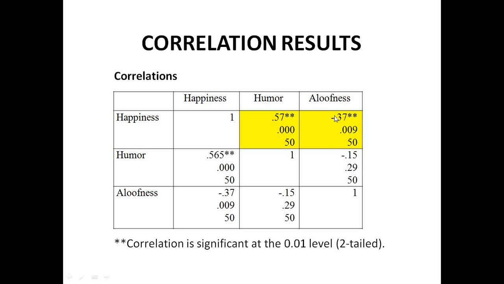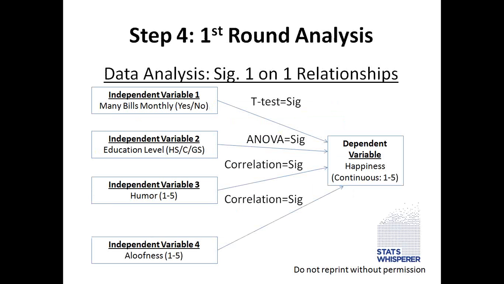And then for aloofness, we see that there's also a significant correlation, right? 0.009, less than 0.05, and our 2 asterisks. But there's a negative sign here, meaning a negative relationship. So as happiness goes up, aloofness goes down at a statistically significant level. So there we have it.